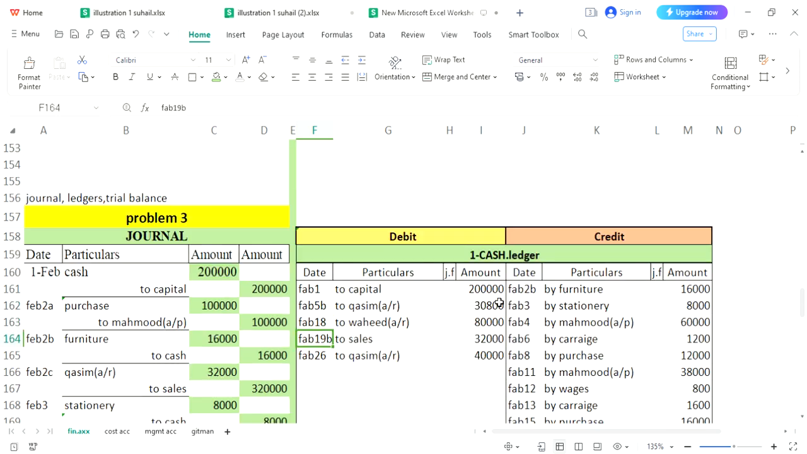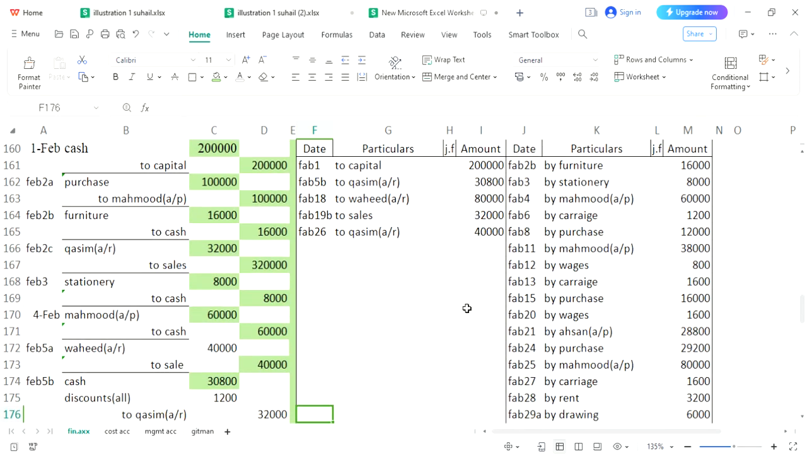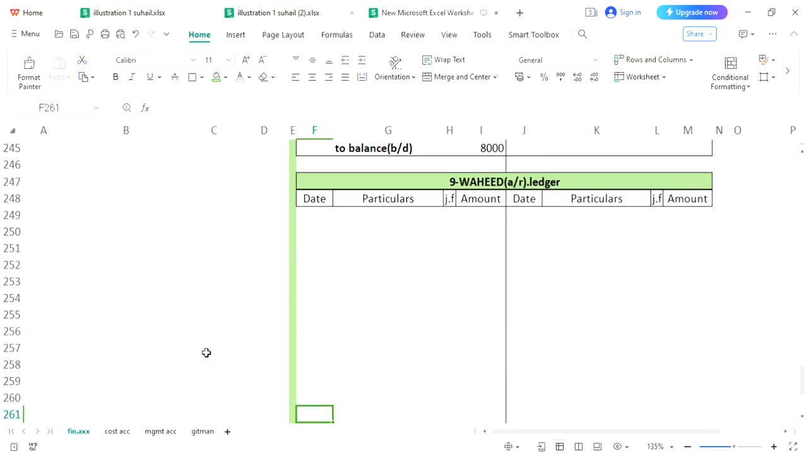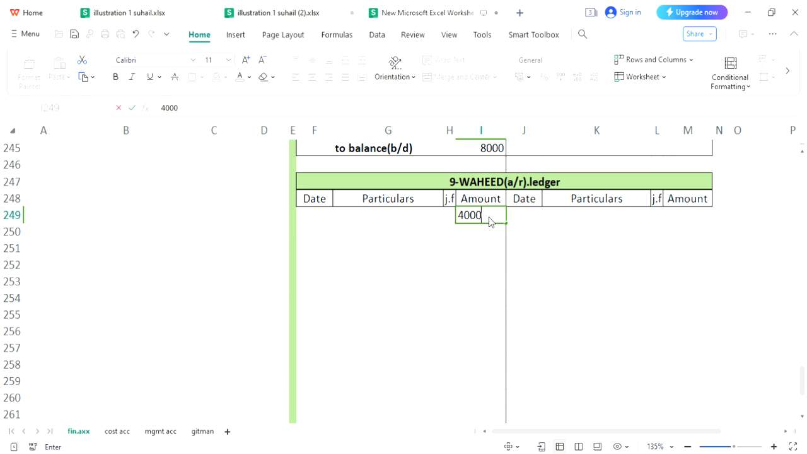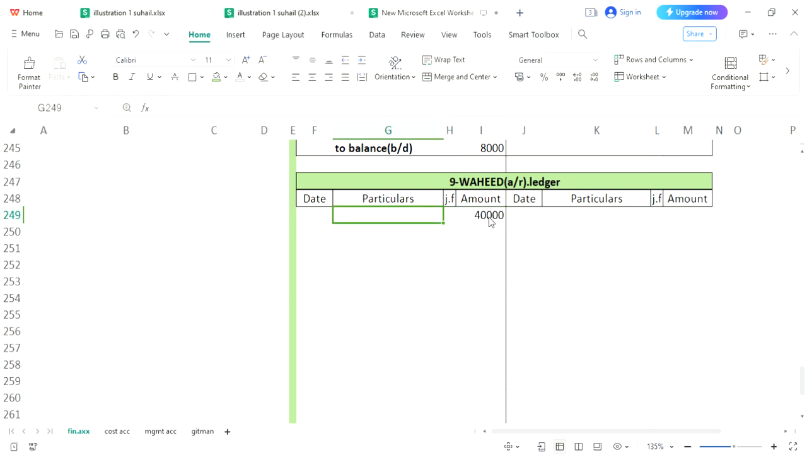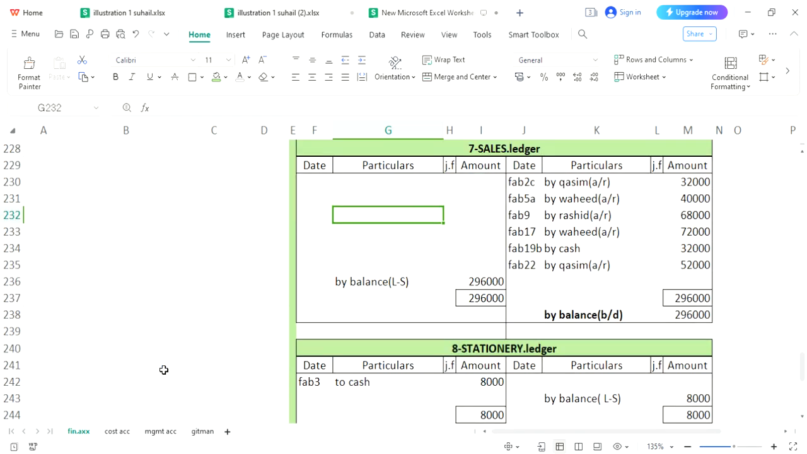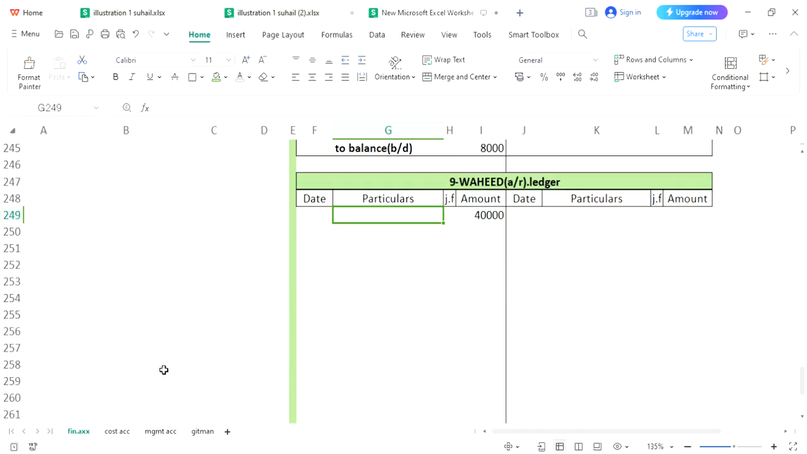Let's see where Waheed is present. There you can see for the first time we have seen Waheed, which is written on the debit side, 40,000. So we'll go to the ledger. On the debit side we will write 40,000. It's time to see its reference of 40,000. There you can see Waheed is debited, and what is written on the opposite side will be used for the reference. So 'To sales' is the reference which would be used.